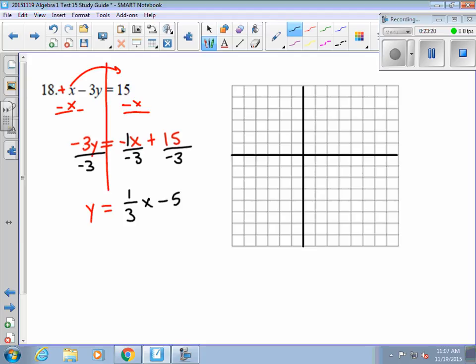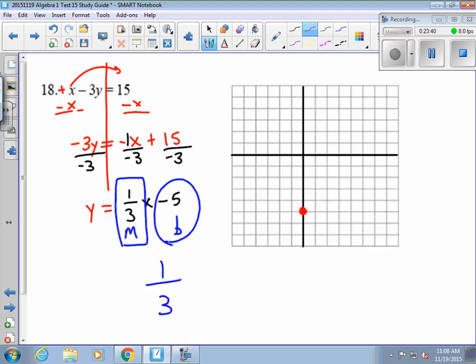So this is in slope-intercept form now. Y is equal to mx plus b. B's value is negative 5. So we begin at negative 1, 2, 3, 4, 5 at that point there. Our slope tells us where to move, 1 over 3. It tells us to go up 1 since it's positive, and to go to the right 3 since it's positive. So up 1 and to the right 1, 2, 3. There's our second point. Therefore, we can draw our straight line through those 2 points, and it'll look like that.